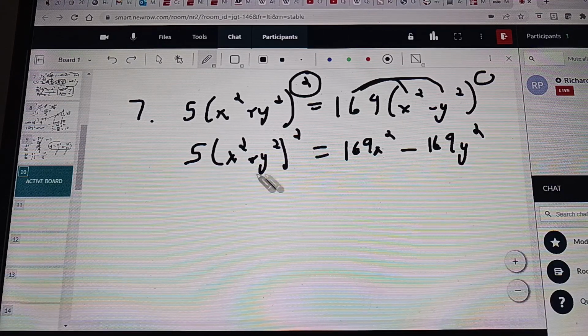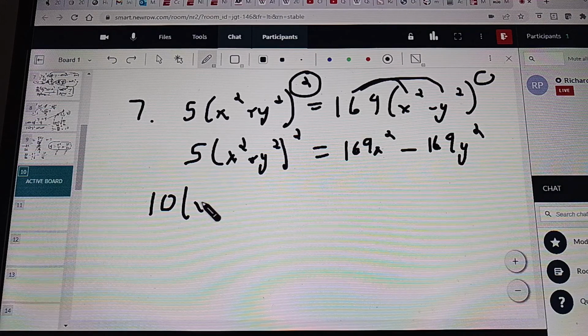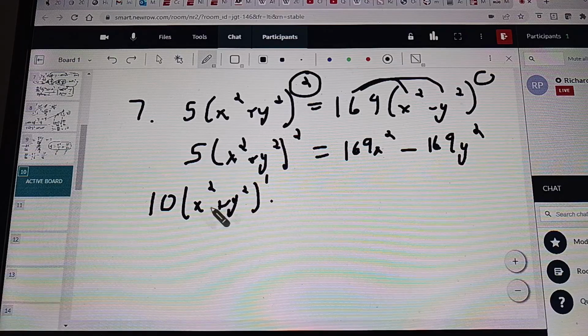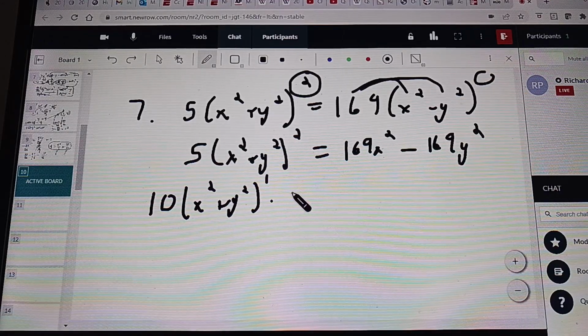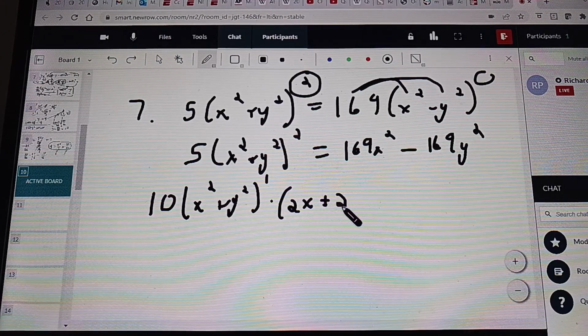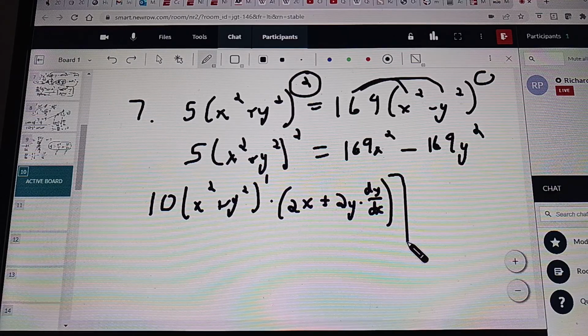So I need to do the derivative of this all together, and it's really a chain rule. So you want to do the outside first. 2 times 5 is 10 times the base. Decrease the exponent by 1, but then times the derivative of the inside. And the derivative of the inside, here's where the implicit differentiation comes into play. The derivative of x squared is 2x. And the derivative of y squared is 2y, but then also times dy over dx. That's the whole left side.